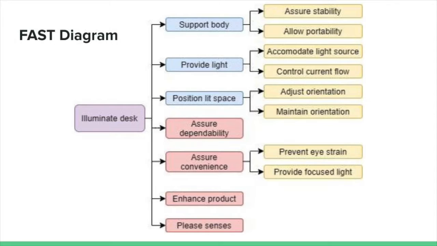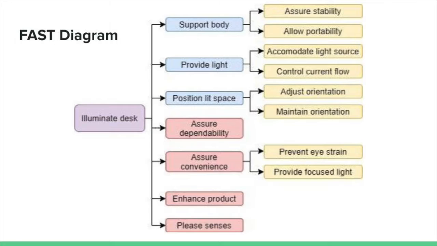Now comes the FAST diagram for the product. The task function is to illuminate the desk. As we move towards right, we understand how we can accomplish that function, and while moving towards left, it answers the question why. We can list primary basic functions as supporting body, providing light, and positioning lit space. They are shown in blue boxes.